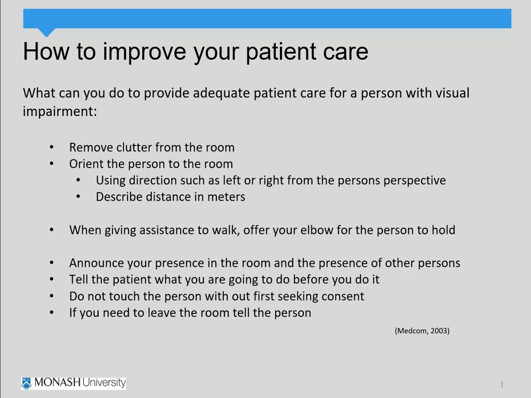If you're coming into the room, or you have someone else coming into the room and you're interacting with someone with a visual impairment, you need to announce your presence. Don't just walk into the room and start talking to them, or don't be in the midst of a conversation with them, knowing that someone else is standing there, and then all of a sudden start having a conversation with the other person who's in the room.